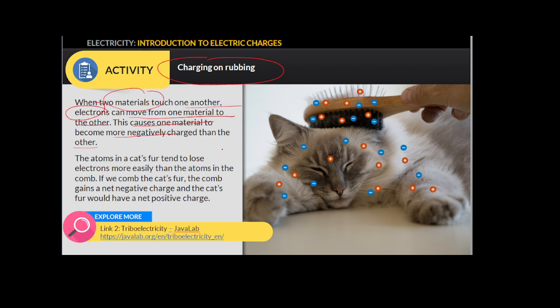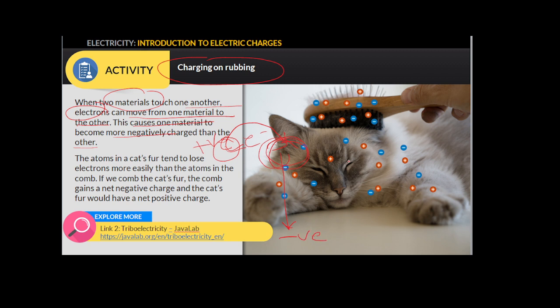Why? Because if, let's say, there are two objects, and one is losing electrons, let's say this one loses electrons, so it will be positively charged, right? Because it has fewer electrons, so it has more protons. And the other, that accepted the electrons, that has received the electrons, will be negatively charged. Why? Because it has more electrons.